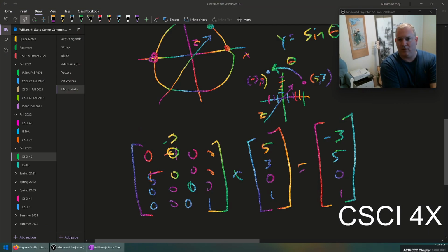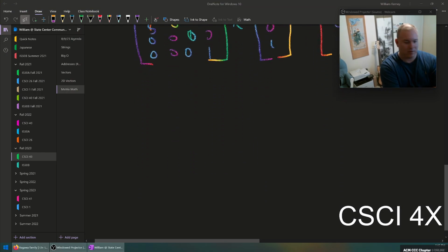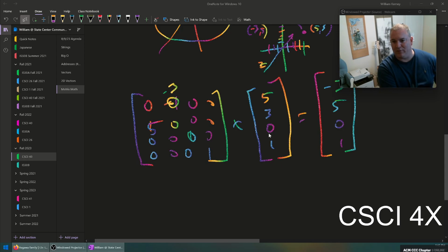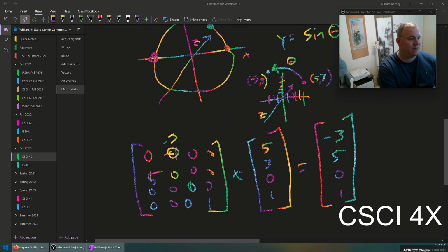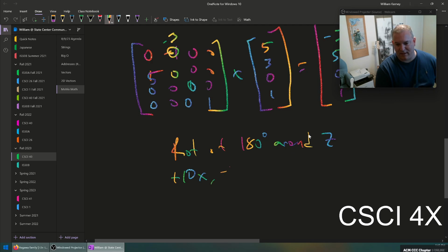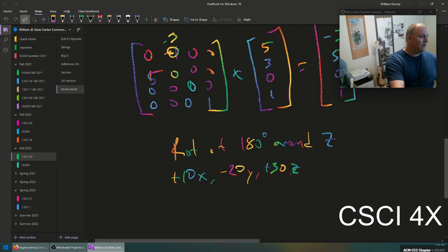Okay, so maybe we'll do one more, and then we'll combine everything together. Maybe a rotation and a translation. Actually, let me see if you guys can figure it out. Let's say I want a rotation of 180 degrees around Z, and I want to move 10 in the X direction, negative 20 in the Y direction, and plus 30 in the Z direction. Can you construct for me a transformation matrix in chat that would allow this transformation to happen?